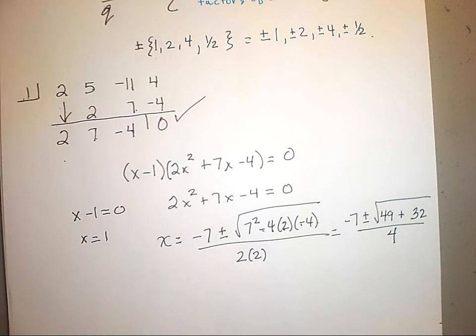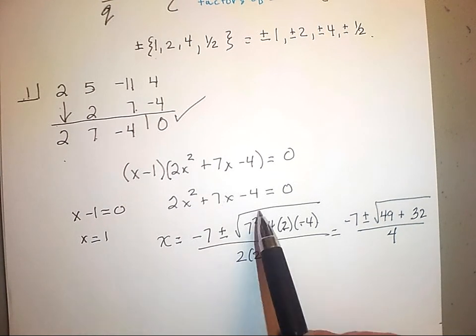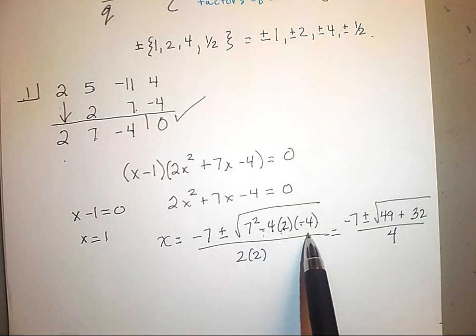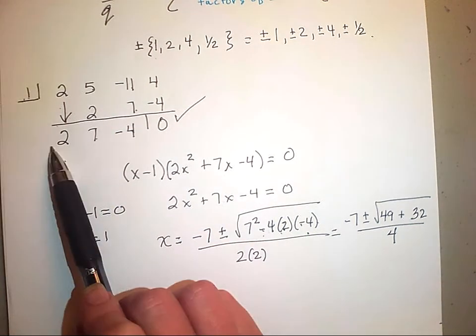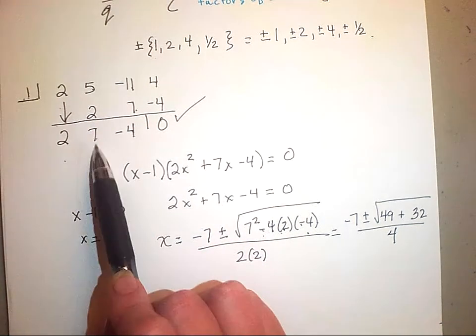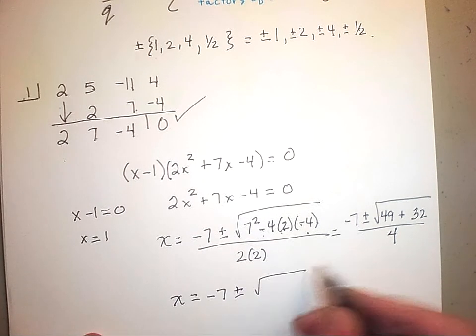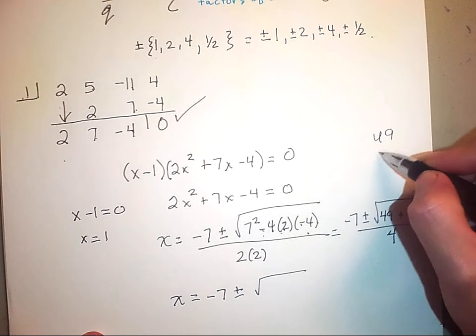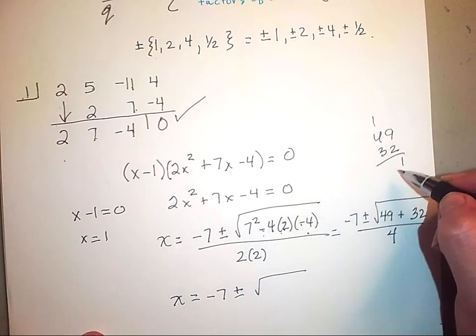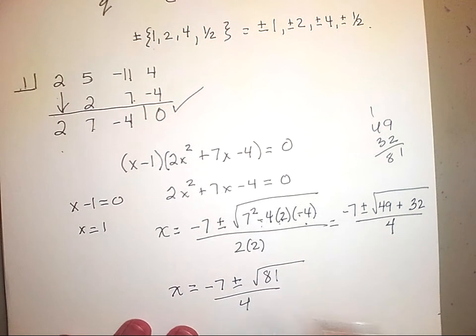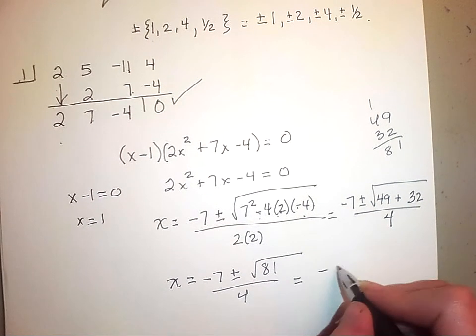Negative b plus or minus the square root of b squared minus 4 times a times c. And this is 2x squared plus 7x minus 4. Okay, I think so. So x is equal to negative 7 plus or minus the square root. 49 and 32 is 81. Oh my gosh, this thing probably was going to factor. Which is equal to negative 7 plus or minus 9 over 4.